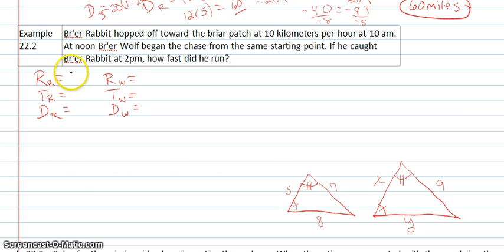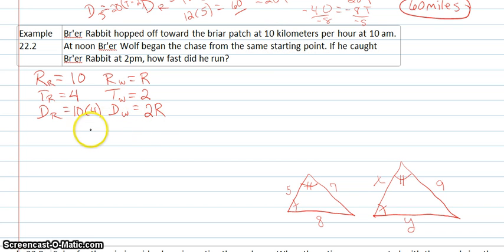Okay, the rate of the rabbit was 10 kilometers per hour, and its time from 10 a.m. to 2 p.m. is 4 hours, and its distance is rate times time, so 10 times 4. Now for the wolf, we don't know the wolf's rate, so I'm just going to say that's R. The wolf's time is 2, because he started at noon, and noon to 2 p.m. is 2 hours. And then the distance for the wolf is rate times time, so 2R.